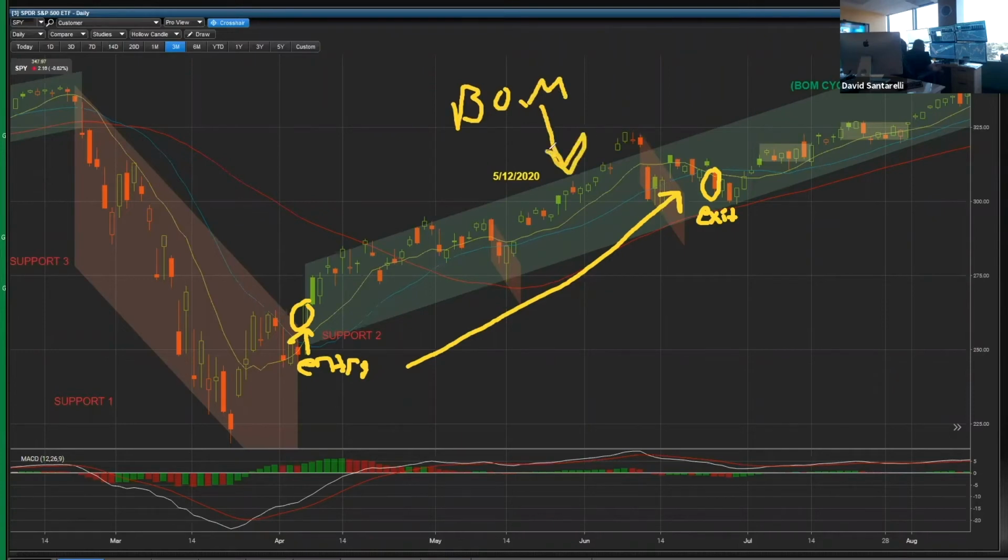Okay. So that's that green channel that you see. You exited here. Now, guys, where is that next entry? Following our trade plan, where's that next entry? Here's the 10/20 cross. Here's the MACD cross again. And here's the first green candle after that 10/20 SMA crossover. So right here is going to be your second trade in that cycle.